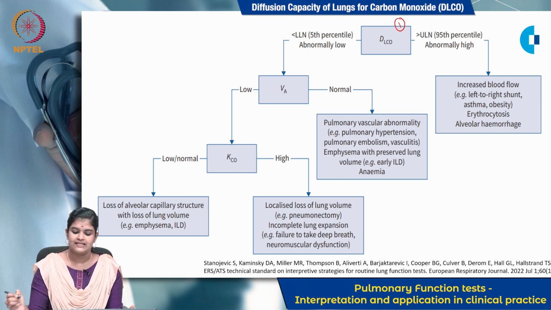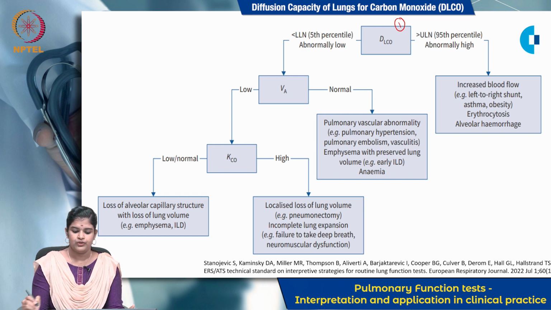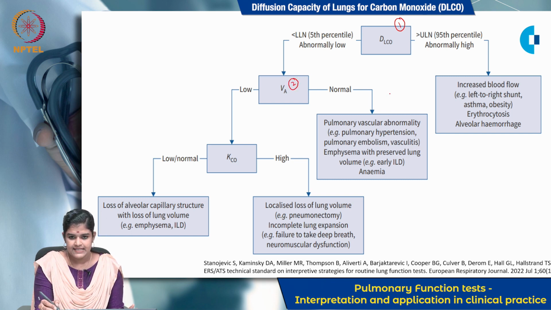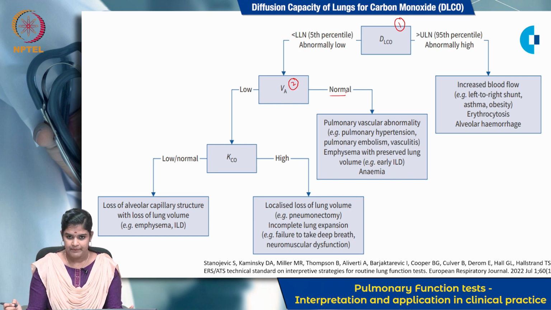When DLCO is less than lower limit of normal or less than 76%, then next we have to look at the value of VA. If DLCO is low but VA is normal, then underlying condition may be a pulmonary vascular abnormality like pulmonary hypertension, pulmonary embolism, or pulmonary vasculitis. Otherwise, there might be emphysema with preserved lung volume, like in early ILD or anemia.